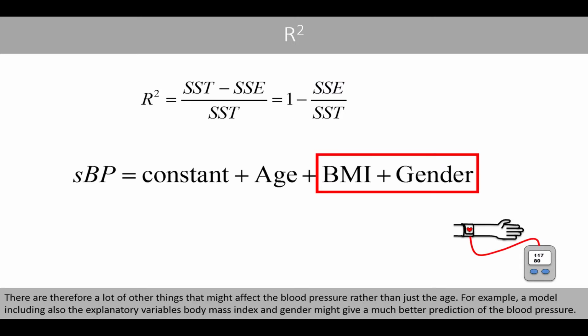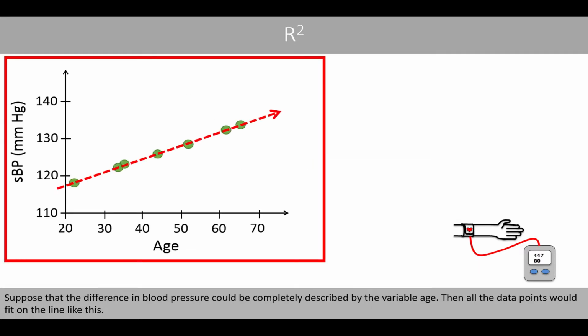There are therefore a lot of other things that might affect the blood pressure rather than just the age. For example, a model including also the explanatory variables body mass index and gender might give a much better prediction of the blood pressure. Suppose that the difference in blood pressure could be completely described by the variable age. Then all the data points would fit on the regression line like this. This would mean that all people of the same age would have exactly the same blood pressure. The only thing that can change the blood pressure is aging.